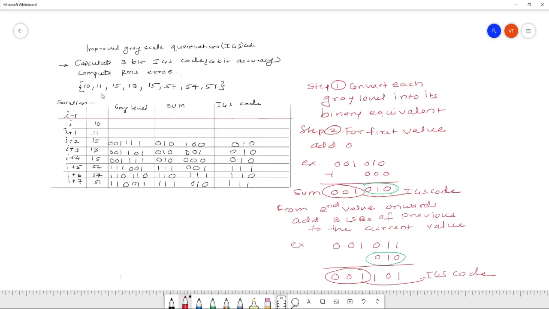First thing you have to write this table. How many levels are there? 8. So you will write from I to I plus 7, and I minus 1 is the previous, one step before. So we will write all the values 10 to 51 here. See here I have mentioned step number 1. We have to convert each gray level into its binary equivalent. In digital system designing, you have learned how to convert a decimal number into its binary equivalent.